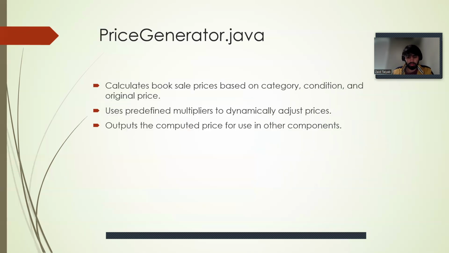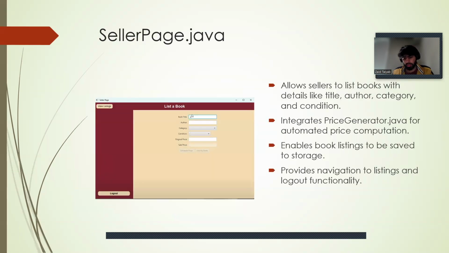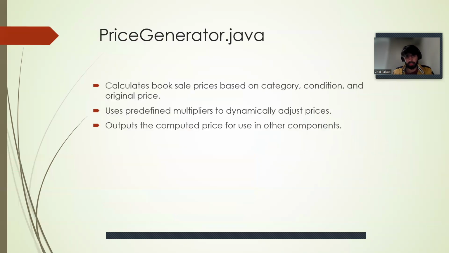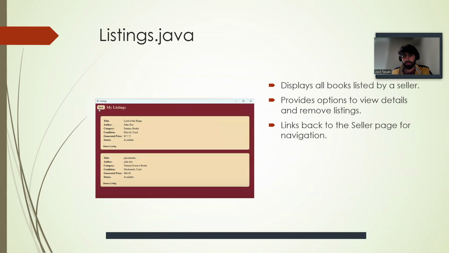And then we have a listing page. So seller page object also interacts with listings object, and this object basically just lists all the books that the seller has listed and provides the option to view the details or remove listings.